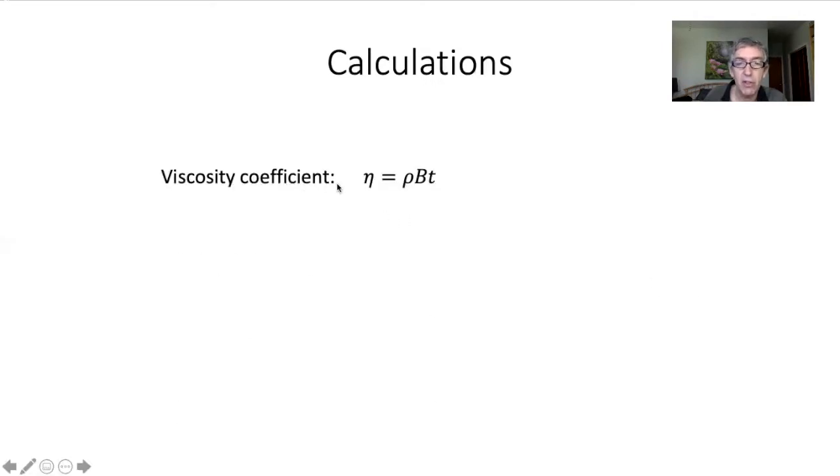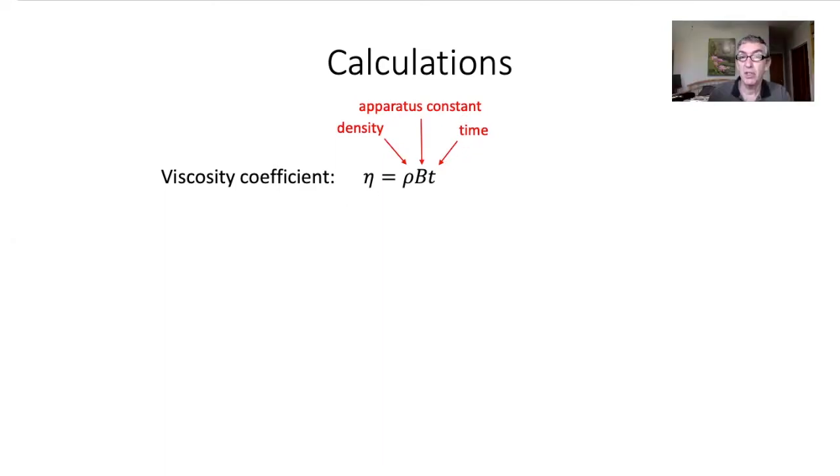So first, we will define with this eta a viscosity coefficient, which is this product, where rho is the density, B is an apparatus constant, implicitly depending on the temperature, and t is the time. Now, the viscosity coefficient depends on concentration and also on temperature, and we need a quantity that is independent of these things. So we will get there in steps.